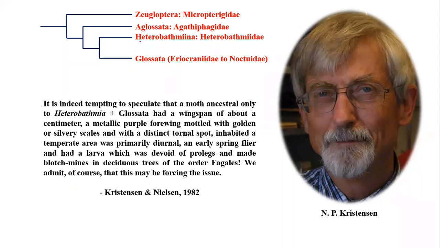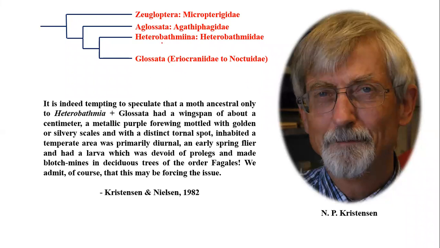were describing the new suborder Heterobathmiina back in 1982, he commented on the ancestry of the Glossata and Heterobathmiina groups. I should clarify who Glossata and Heterobathmiina are. Glossata means a clade or group of Lepidopterans whose species possess a coilable proboscis or tongue. The other three groups, Zeugloptera, Aglossata, and Heterobathmiina, are considered primitive moths, and they don't have any proboscis or coiling mouthparts. They instead have mandibles to feed on pollen of different species of plants.